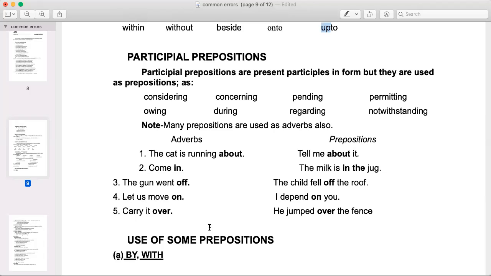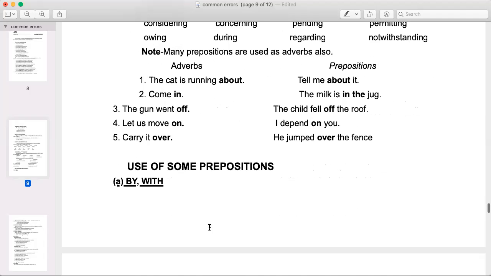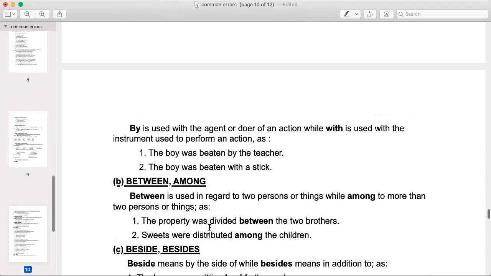Now some uses of prepositions, like by and with. By is used with the agent or doer of an action, while with is used to determine the instrument used for performing an action. Like, the boy was beaten by the teacher. So the agent, the doer of the action, was the teacher. The boy was beaten with a stick. The instrument used to beat was a stick.